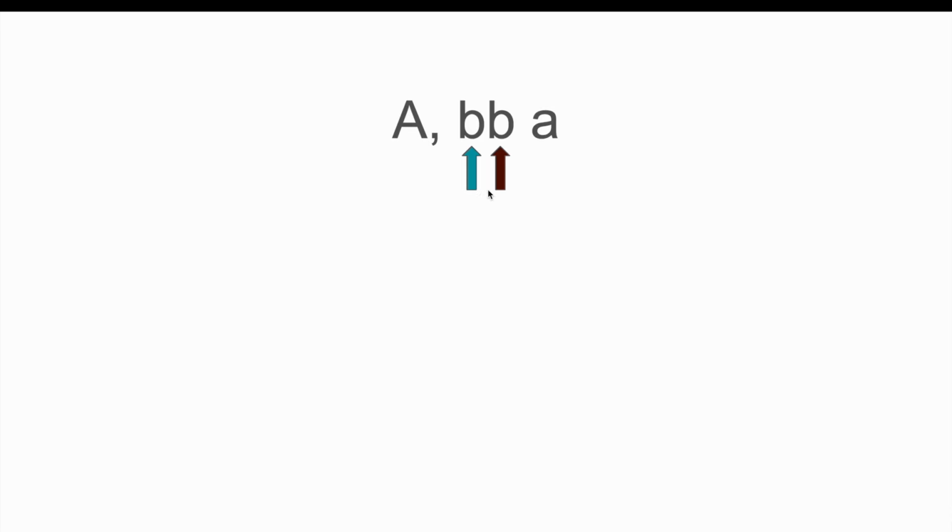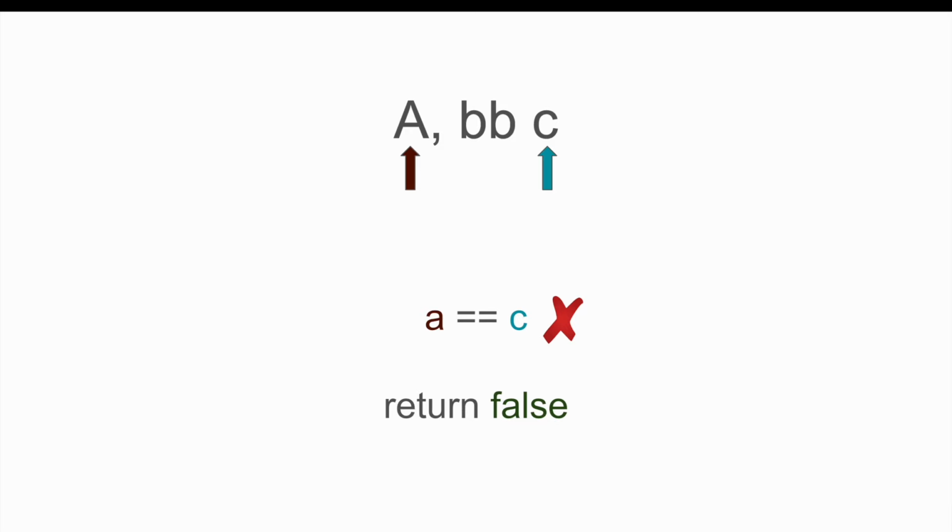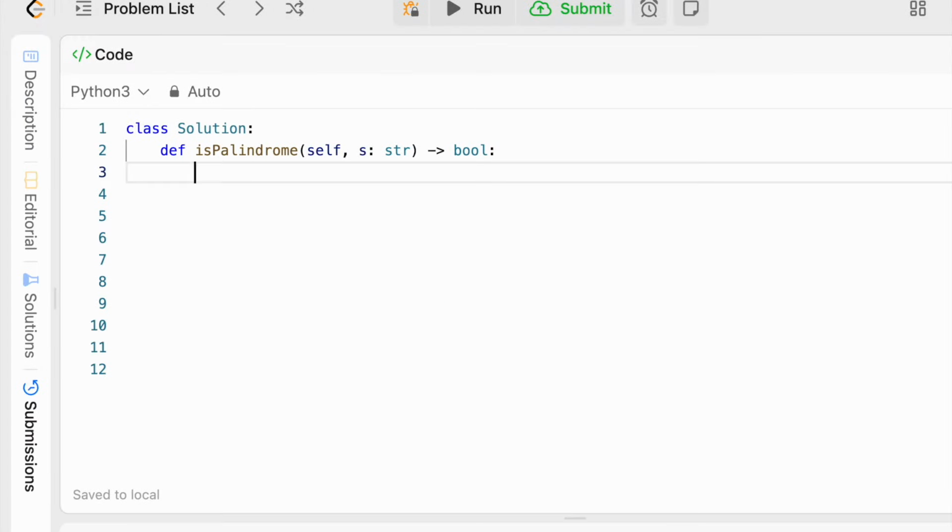So we move the pointers until the left pointer is lower than the right pointer. Here the left pointer exceeds the right pointer, so we end the loop and we return true. Let's take a look at another example. Here the two characters at the pointers are alphanumeric, but they are different, so we immediately return false. It means they are not palindrome. Now let's code it up.